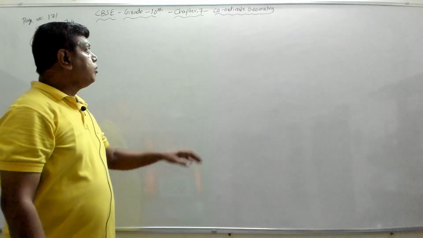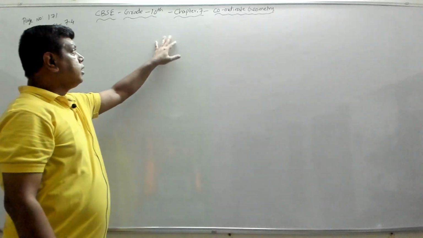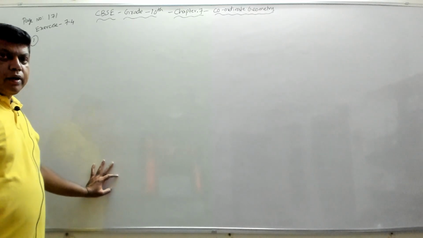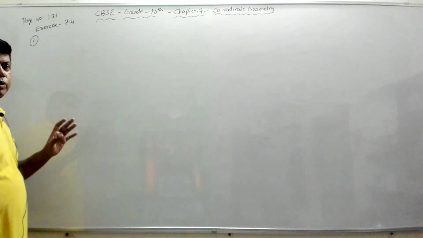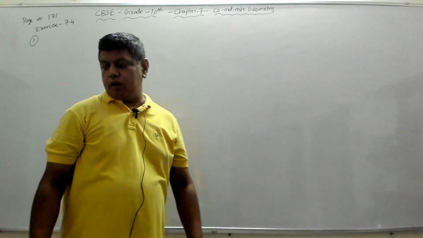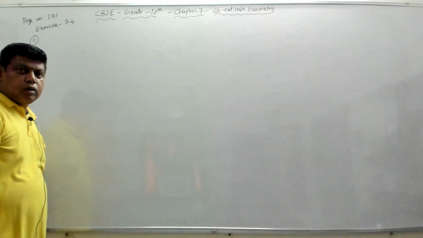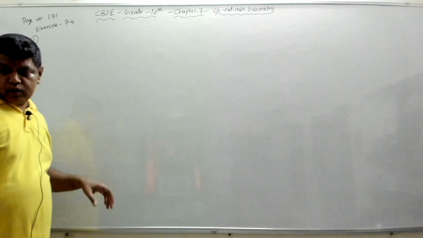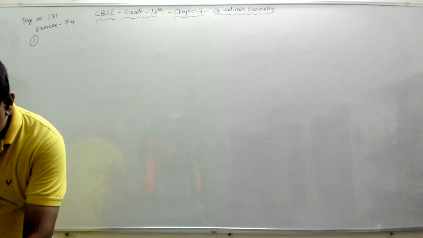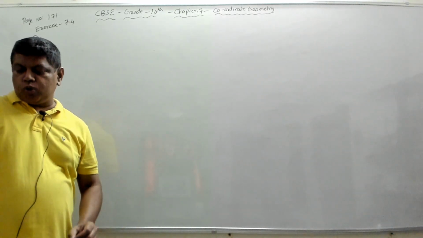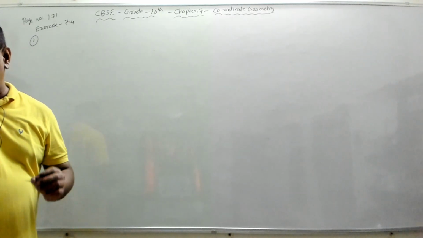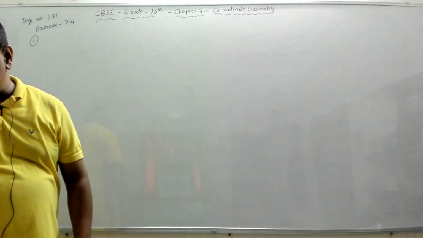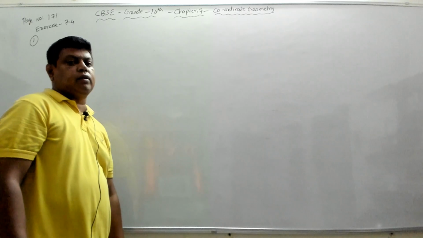In this video, we'll continue with the chapter Coordinate Geometry, which is chapter number 7 from your 10th standard CBSE Mathematics. In this video, we shall continue with exercise 7.4 on page number 171 in your textbook, problem number 1. The problem states: determine the ratio in which the line 2x plus y minus 4 equal to 0 divides the line segment joining the points A of 2, minus 2 and B of 3, 7.